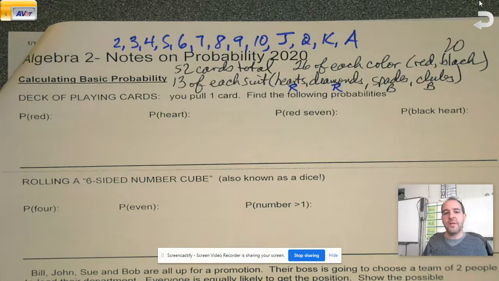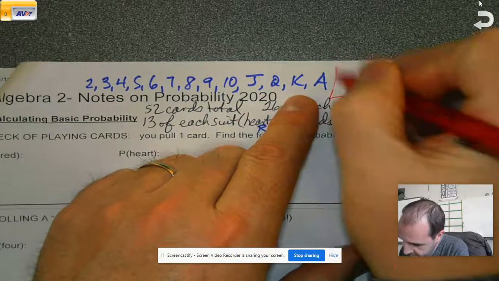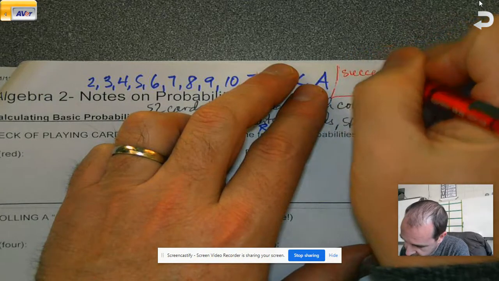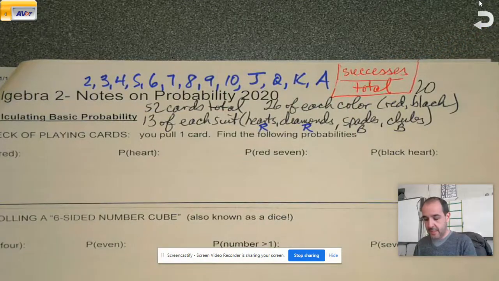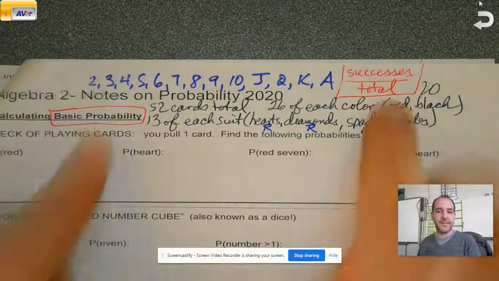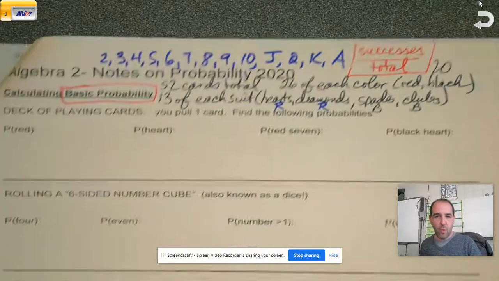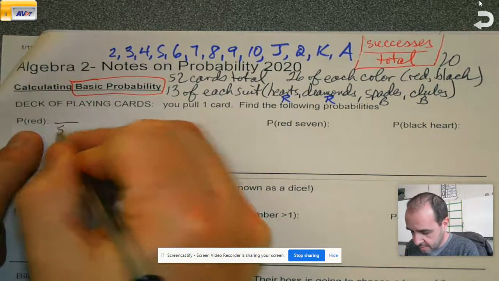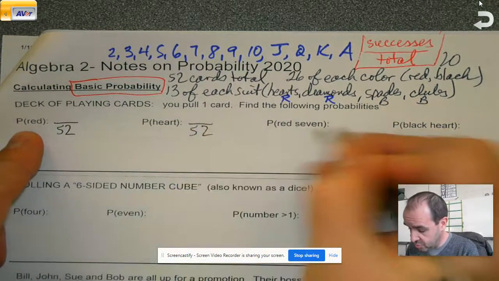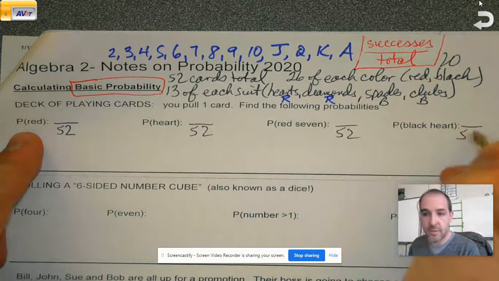So when we're doing basic probability, what we're going to have is what we call our successes over our total. I'm going to outline this in red so you can see these go together. So what would be my total in each of these? Well, if I'm pulling one card from a deck of cards, it's something out of 52, because there's 52 total cards that I could possibly draw.